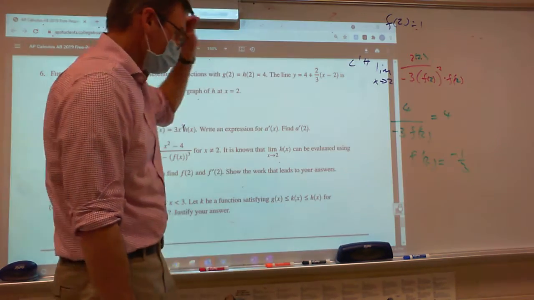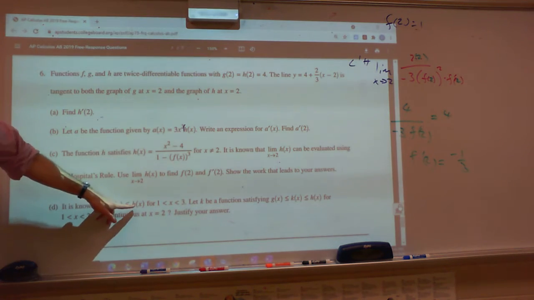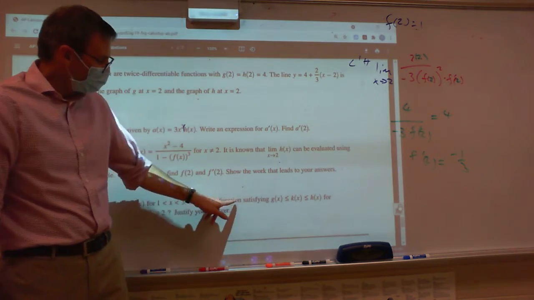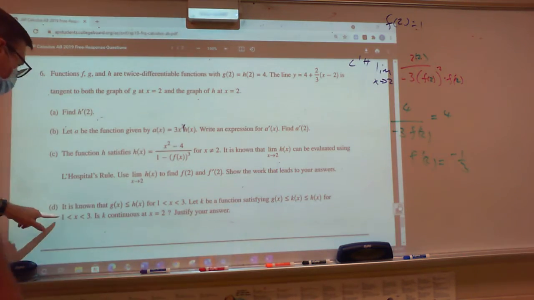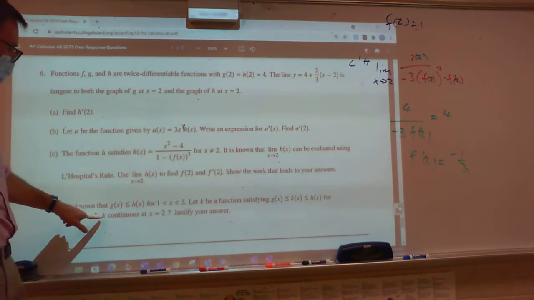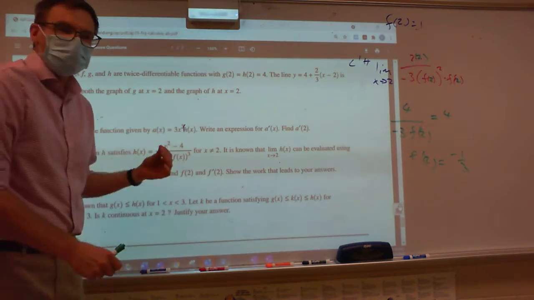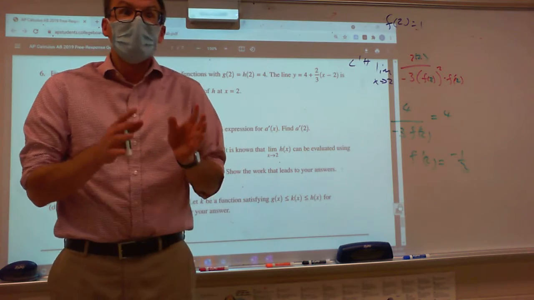As far as part D goes, it says h is always bigger than g between 1 and 3, and let k be a function satisfying that k is in the middle. Is k continuous at x equals 2? Justify your answer. I do need to review this because this is something they do ask.